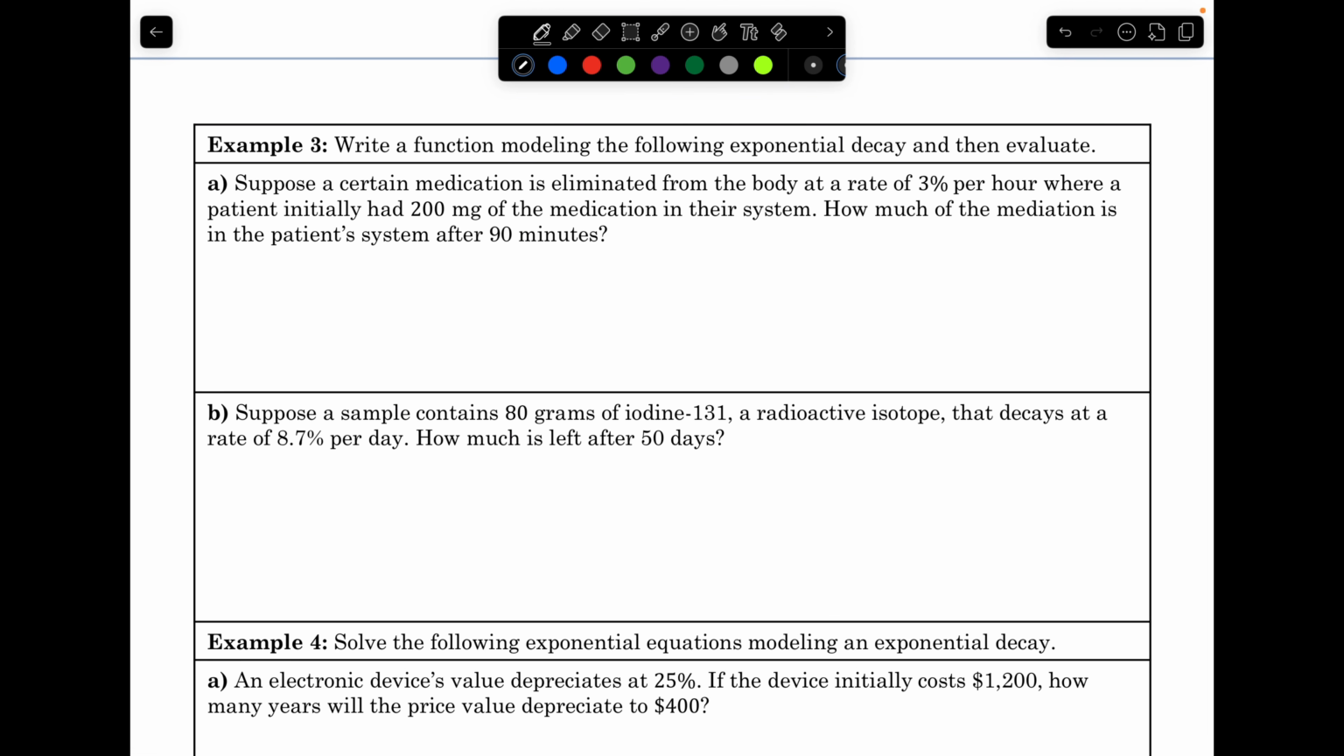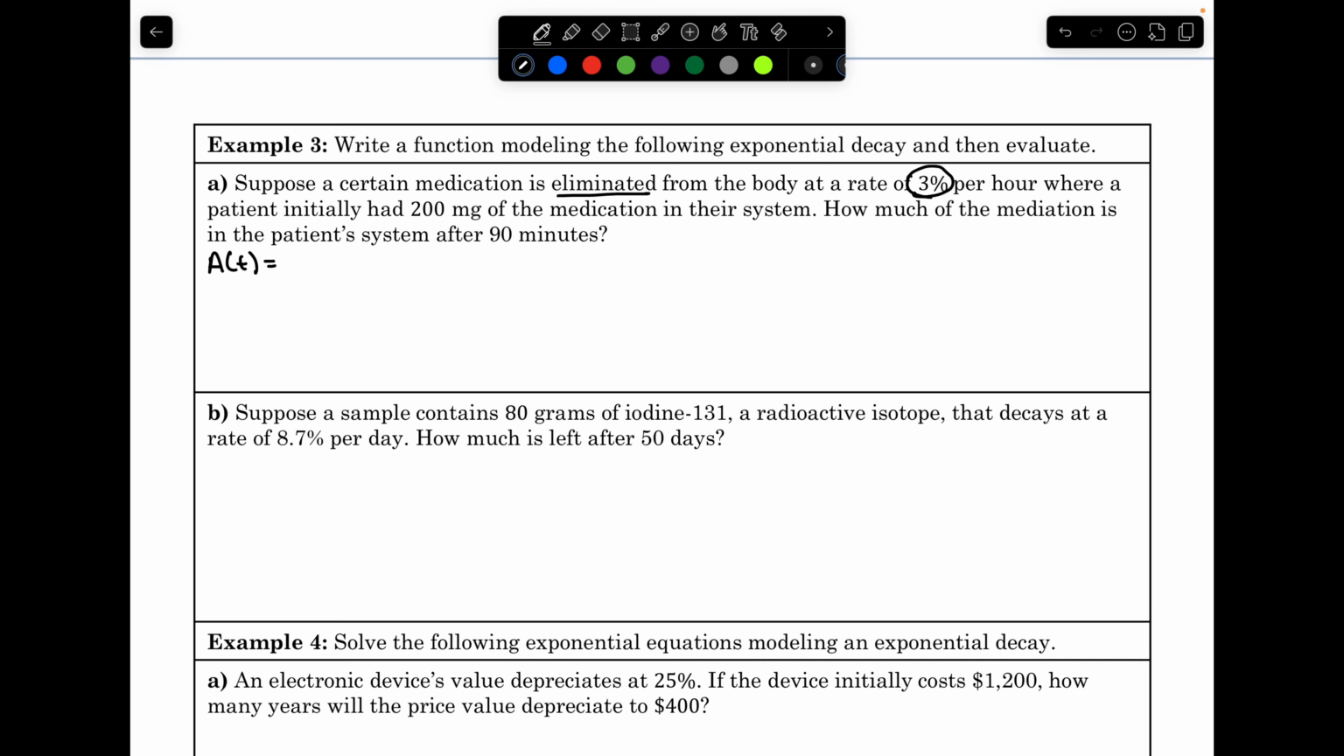Okay, let's move on now to the third example. Here we're going to look at exponential decay, and we're going to distinguish the difference between when we have a positive value for k and a negative value for k. That has to do just with the terminology. In this example, suppose that a certain medication is eliminated from the body, so that means this 3% is going to be a negative number. The patient initially has 200 milligrams of this medication in their system. How much of the medication is going to be left after 90 minutes?